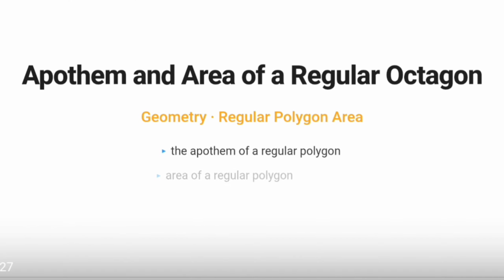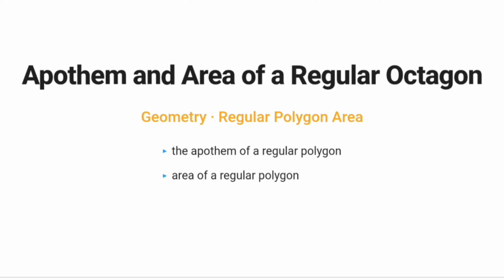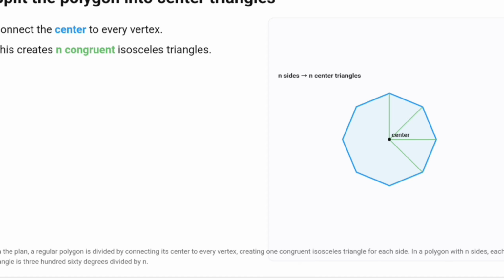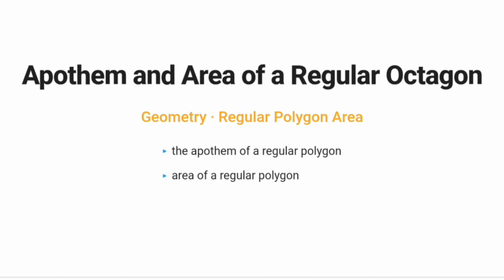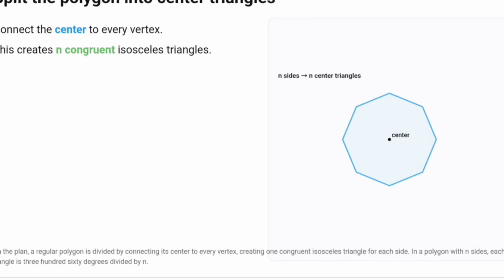A regular polygon can be measured by breaking it into equal triangles from its center, then using one small right triangle to connect the side length, the apothem, and the area. First, the apothem will be found with tangent, then the perimeter will be calculated from the number of sides and side length, and finally, those pieces will be combined in the regular polygon area formula. The regular octagon gives a clear example because its 8 equal sides create 8 matching center triangles.